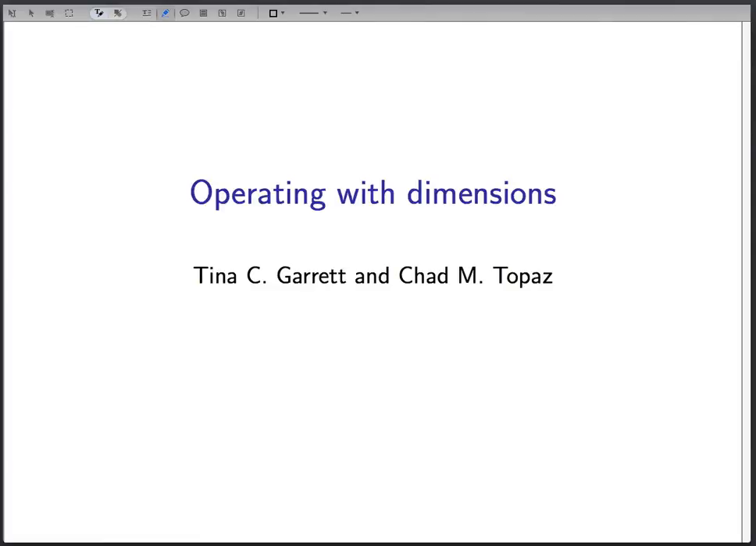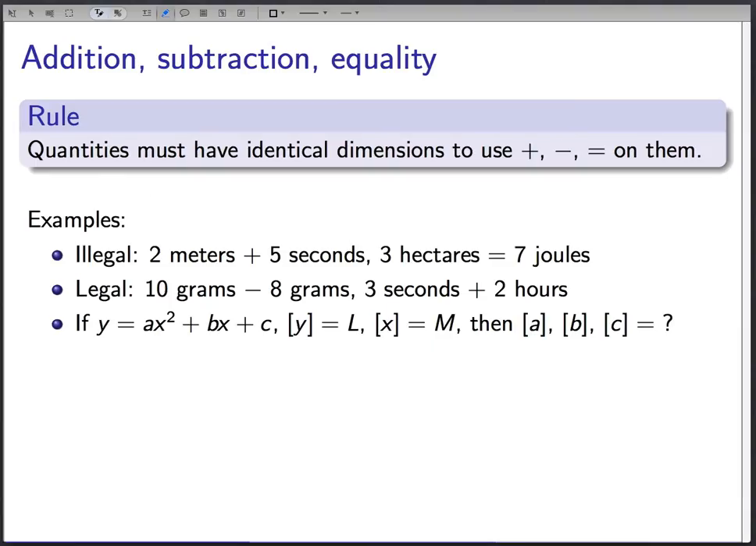Welcome to this unit on operating with dimensions. And by operating with dimensions, I mean what math can we do with quantities with different dimensions. So let's start out talking about addition, subtraction, and equality. It's the same rule for all of those things. Quantities must have identical dimensions to use plus, minus, and equals on them.